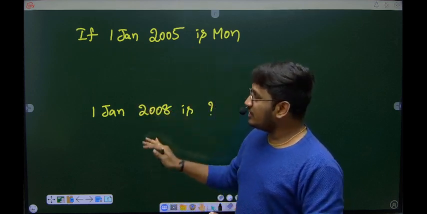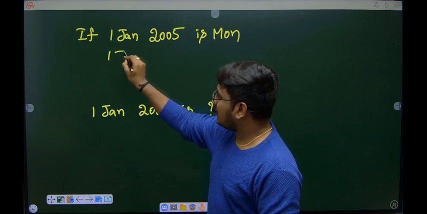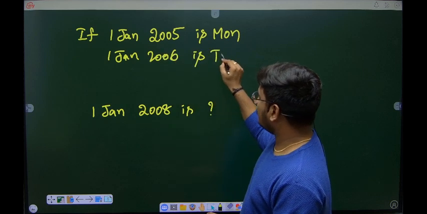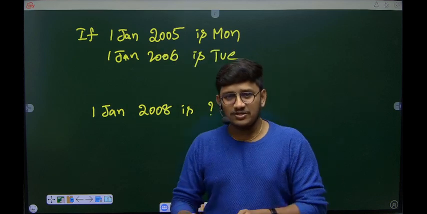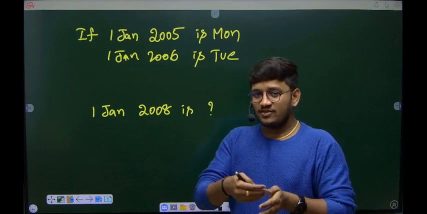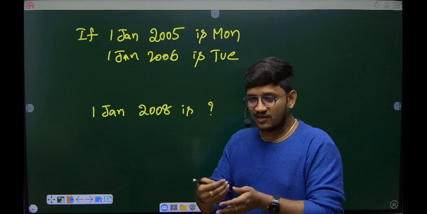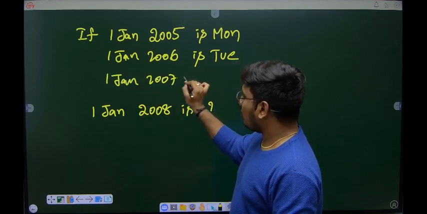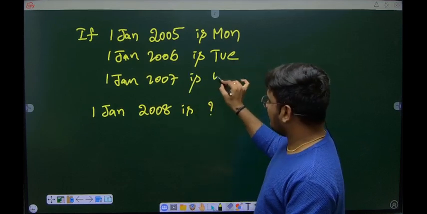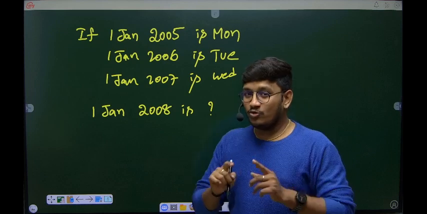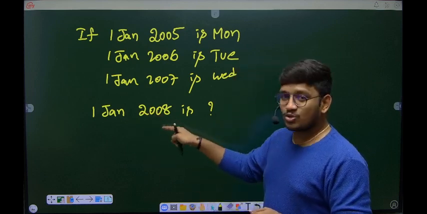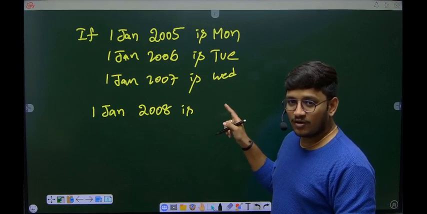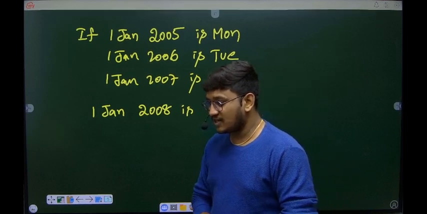So here 1st January 2005 is Monday, which means 1st January 2006 is obviously Tuesday, right? Because when we go to the next year, we add plus 1 day. Now 1st January 2007, if it is Tuesday, the next day will be Wednesday. Can you guess what 1st January 2008 is? Is it Thursday or Friday? Post your answers in the chat box.